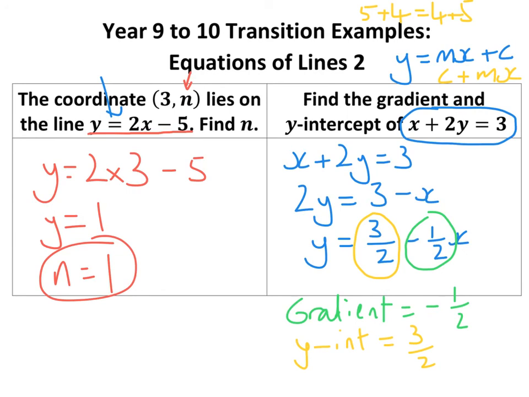The best way of telling the gradient and the y-intercept is to rearrange to make y the subject. Okay, and then, yeah, there you go.